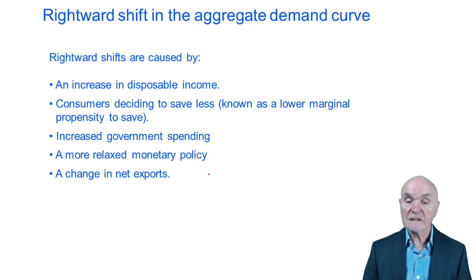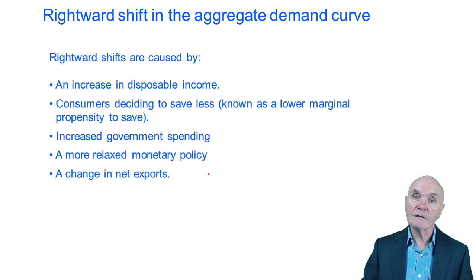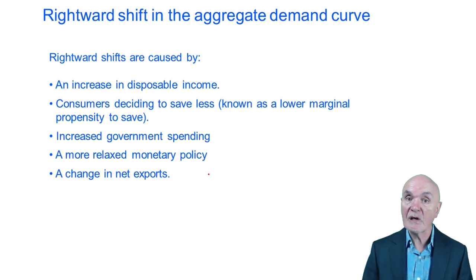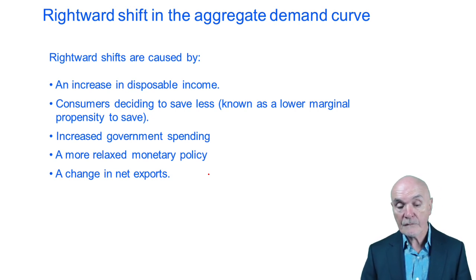Consumers deciding to save less. So they take this money out of the bank and they simply spend it on goods. Even though the price of goods is not decreased, people are simply psychologically willing to spend money.